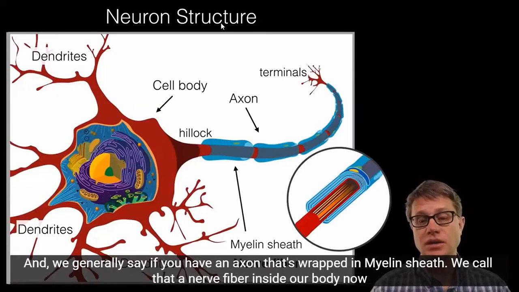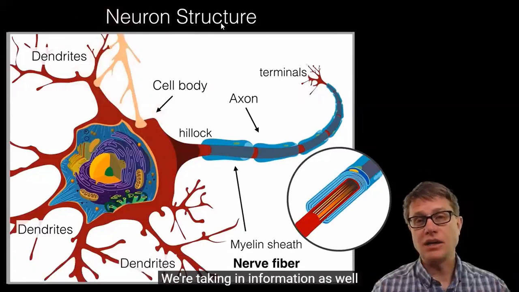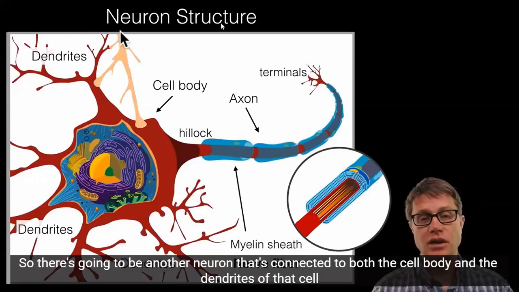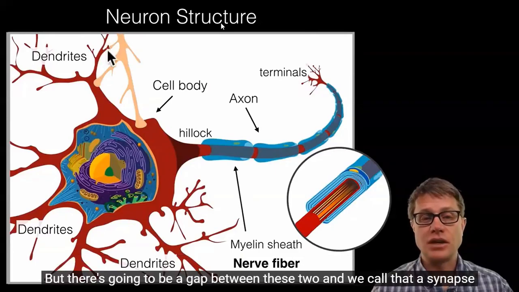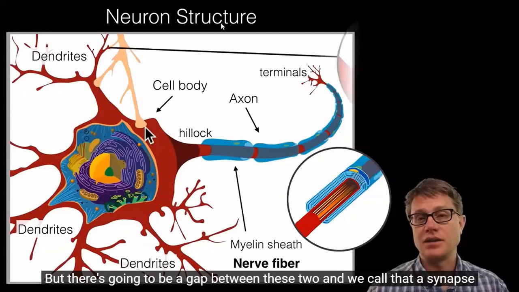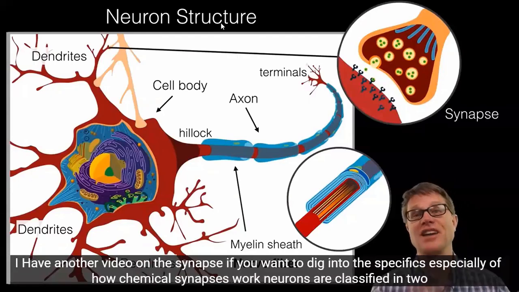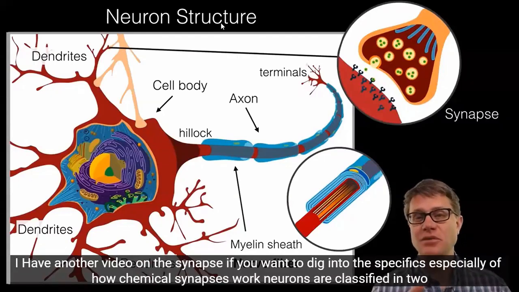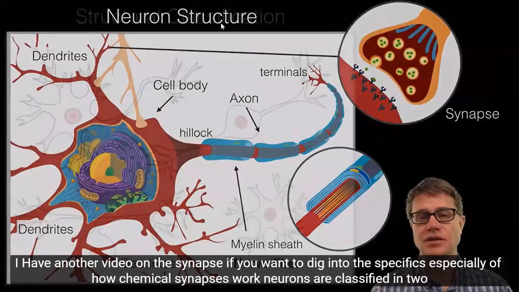And we generally say if you have an axon that's wrapped in myelin sheath, we call that a nerve fiber inside our body. Now we're taking in information as well. So there's going to be another neuron that's connected to both the cell body and the dendrites of that cell. But there's going to be a gap between these two, and we call that a synapse. It's a connection between neurons. Again, I have another video on the synapse if you want to dig into the specifics, especially of how chemical synapses work. Neurons are classified in two ways.